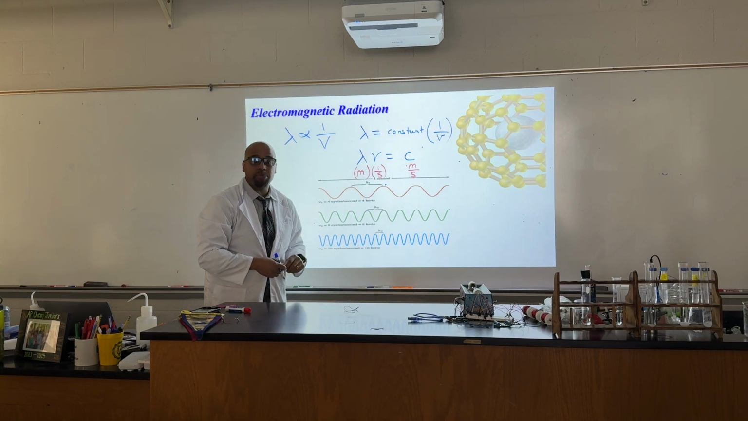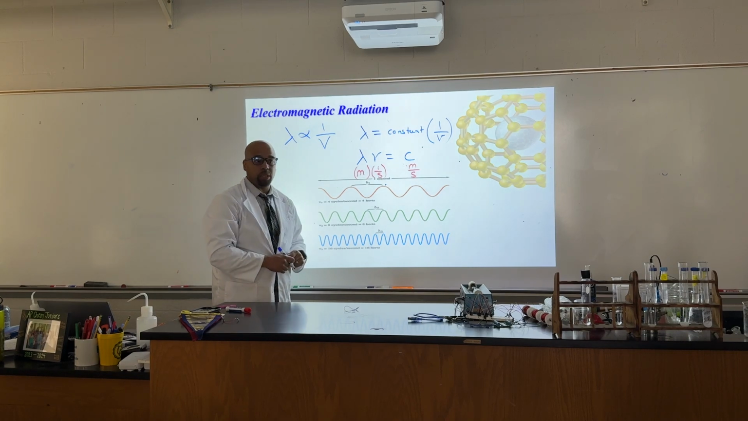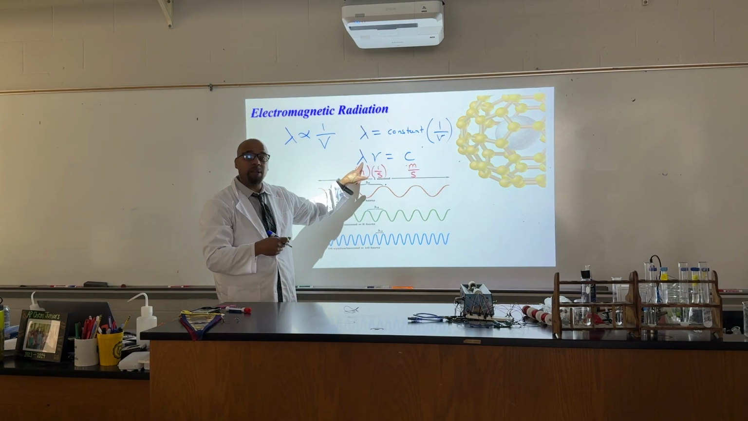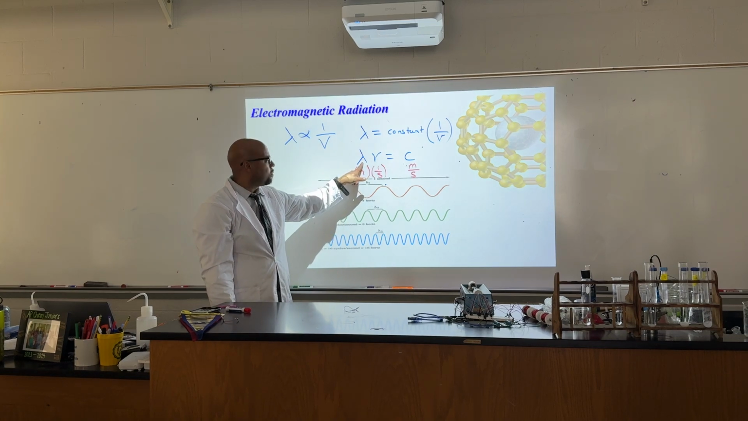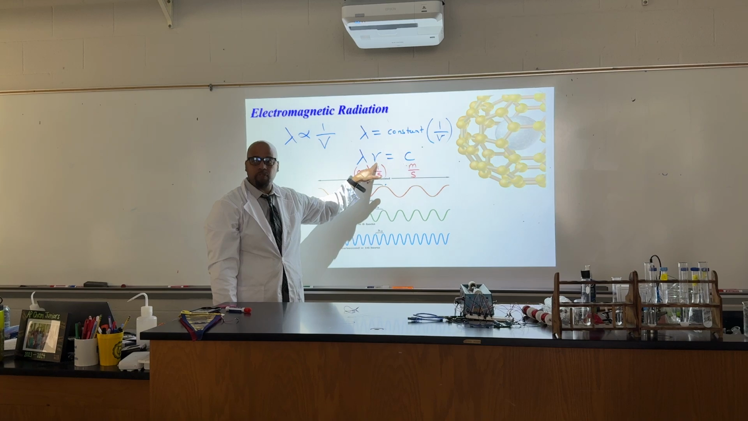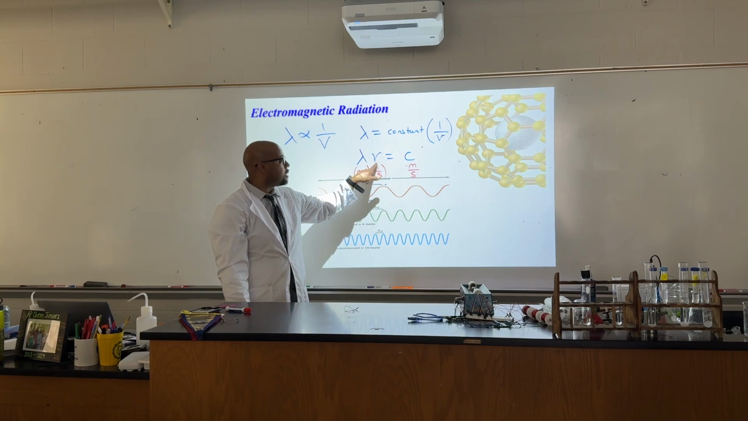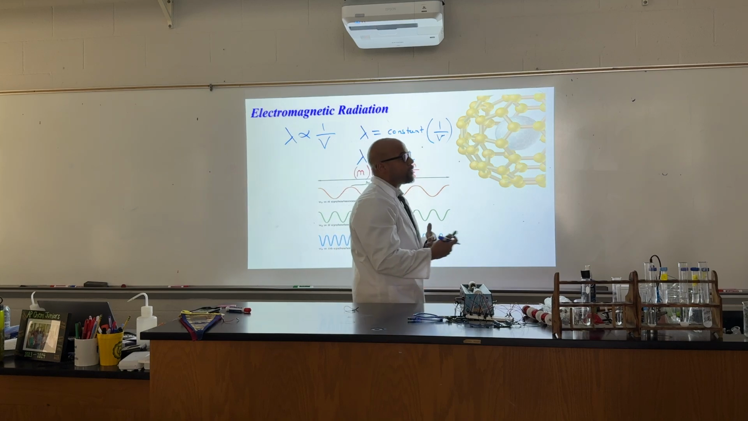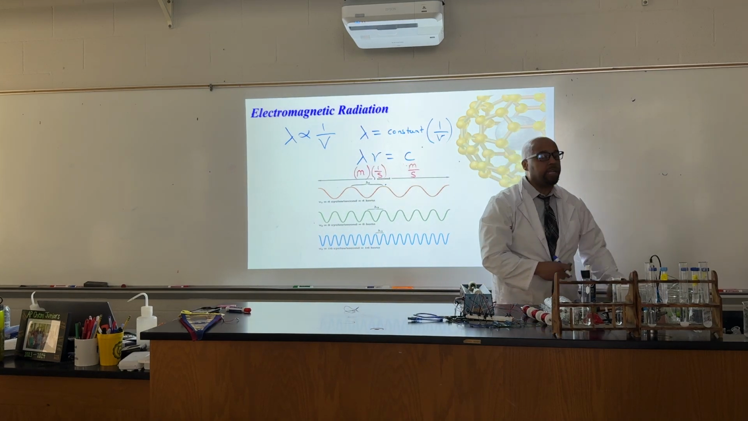Which means that when it comes to electromagnetic radiation, if I know the wavelength and you ask me to find the frequency, no problem. I got the speed of light, I got the wavelength, I can find the frequency. Or vice versa. So this is just an equation that will allow me to figure out the frequency or the wavelength for any given light.